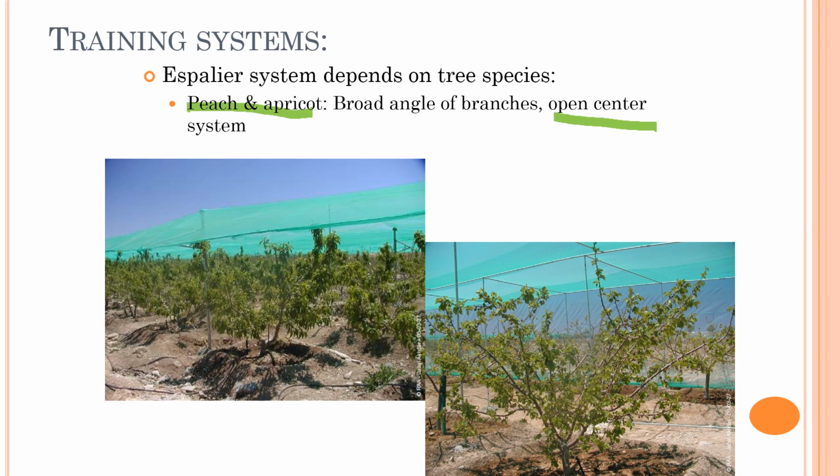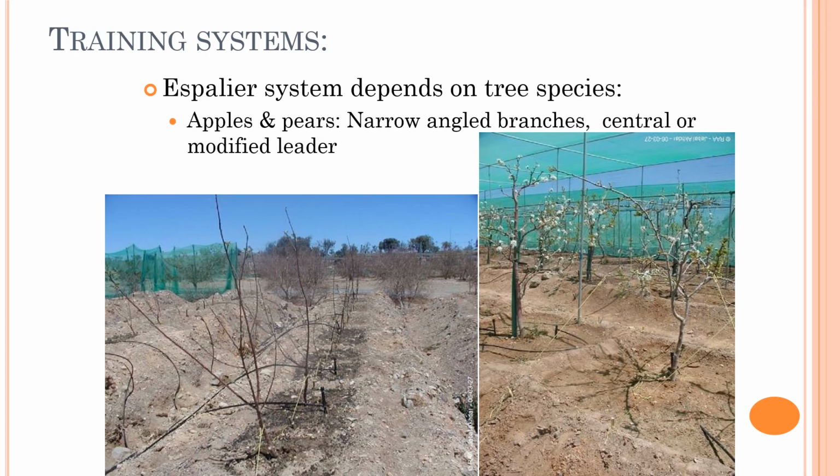Sorry, I told you before, this is an open center. You can see it here. You can see it here. They cut the middle branch. The middle branch is cut, and all the other branches are allowed to grow on the side. For these other trees, there is a different kind of system. We use central or modified leader. So open center or vase is good for apricot and peach, whereas this system is very good for these apple trees. And I showed you before how this central or modified leader is done.